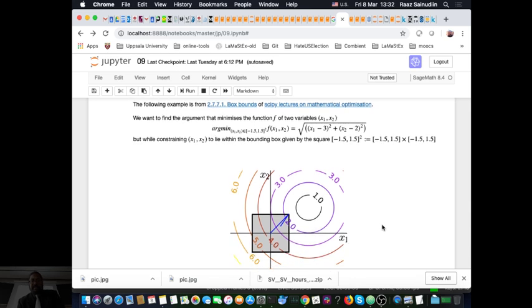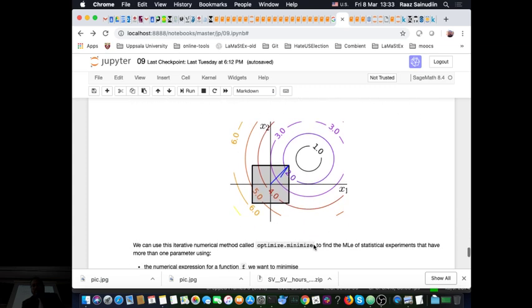Here is a little example. We have f of x1, x2, which is simply the square root of (x1 minus 3) squared plus (x2 minus 2) squared, so it's centered at 3, 2. You're seeing the contour lines of this function. Now we introduce this bound. We're only interested in the argmin of x1, x2, two numbers that live in this box, minus 1.5 to 1.5 squared. So it's just this box right here. I start somewhere, and my game is to find the minimum of this function while never leaving this box. And that's what this is doing, iterating and finding something here.